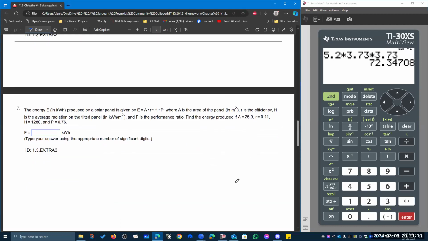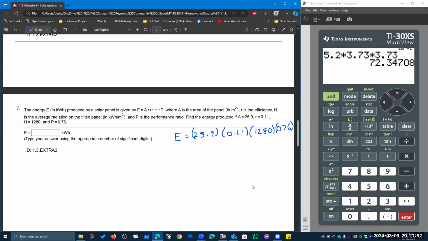The energy in kilowatt hours produced by a solar panel is given by E equals A times R times H times P, where A is the area in square meters, R is the efficiency, H is the average radiation on the tilted panel in kilowatt hours per meter squared, and P is the performance ratio. Find the energy produced if A is 25.9, R is 0.11, H is 1280, and P is 0.76.